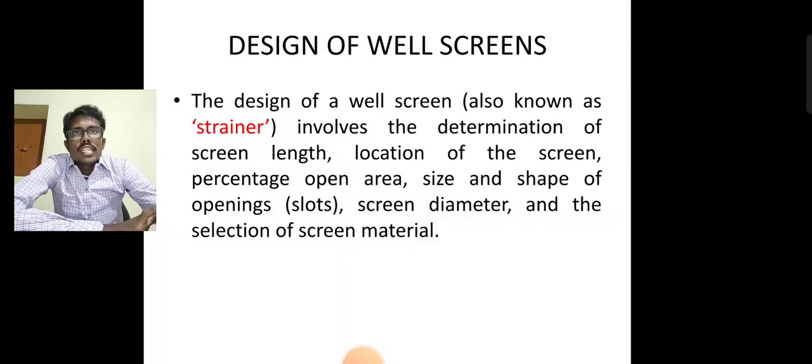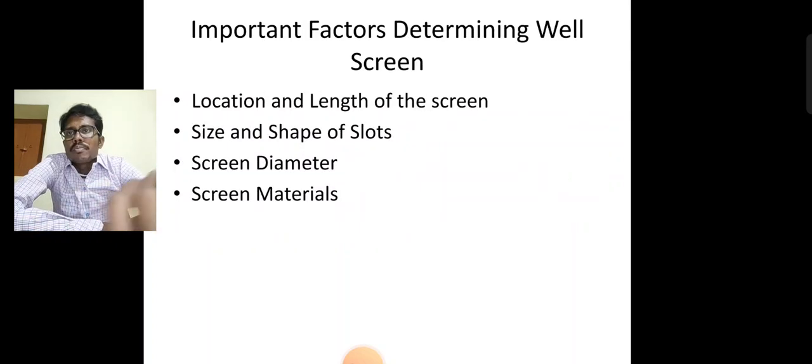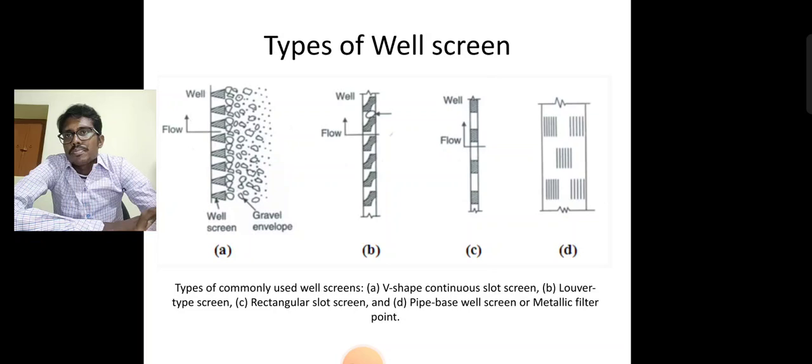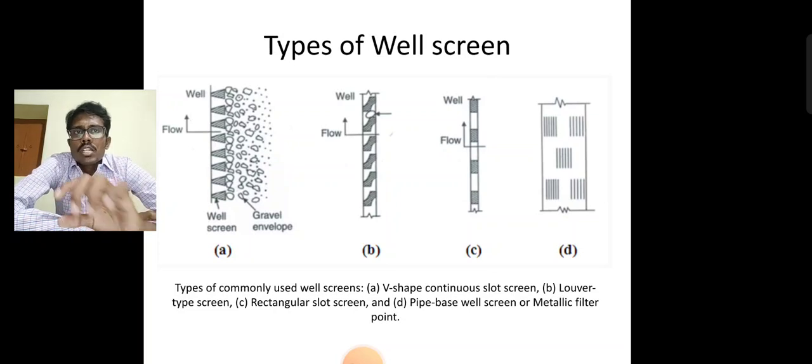Next one, design of the well screen. The design of the well screen, also known as a strainer, involves determining the screen length, location of the screen, percentage of open area, size and shape of the slot openings, screen diameter, and selection of the screen material. There are four types of screens available. First is the V-shaped continuous slot screen. Next is the louvered type screen. C is the rectangular slot screen. Fourth is the pipe-based well screen or metallic filter point.